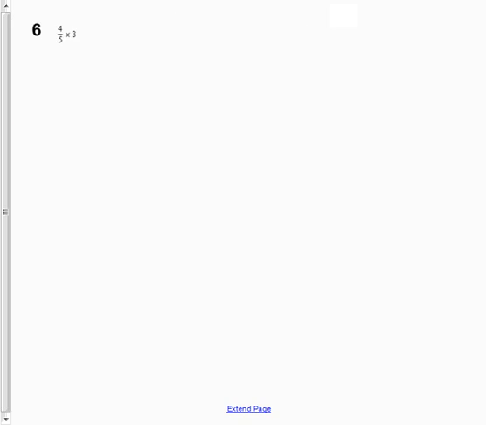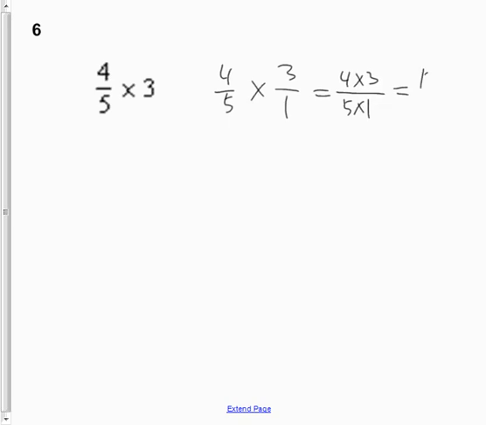Question 6. Oh my gosh, what happened here? What happened? Oh, okay, I just put it in the remote wrong. So 87% of you got it right. When you multiply by a whole number, it's easiest to think of the whole number as being over 1. Therefore, the algorithm, if you will, of multiplying numerators together and multiplying denominators would be 12/5, which is 2 and 2/5, which is your answer.